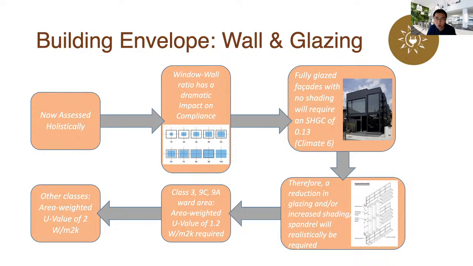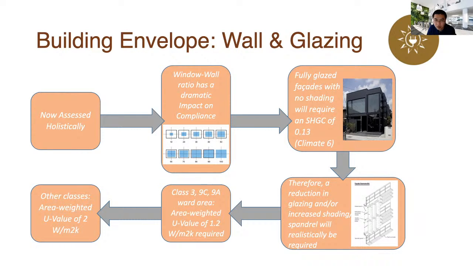This is one example about wall and glazing ratio. The window and wall ratio has a very dramatic impact on compliance. As you can see on figure 3, a fully glazed facade with no shading will require a SHGC of less than 0.13. So what does this 0.13 mean? For SHGC, usually if it's less than 0.3, it's mostly a very dark glass. So for this value, there's no point of light coming through this window. Therefore, a reduction in glazing and also increased shading devices or insulated spandrels will be very important to help us achieve a good design.